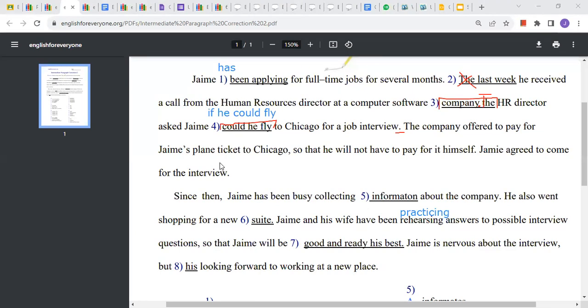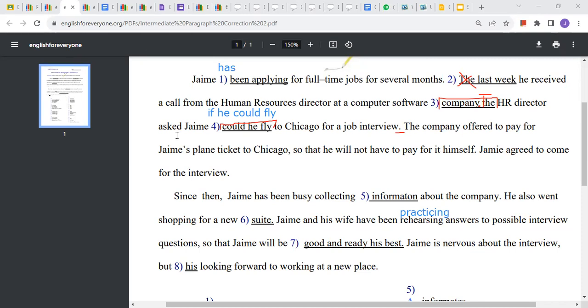Okay, of course we'll take it. The lecture is coming, God willing. Ask Jamie, a question mark, doctor? Here, because we continued the statement, no. If he could fly to Chicago, we would. Here too, we're rephrasing, reporting what was said to him.